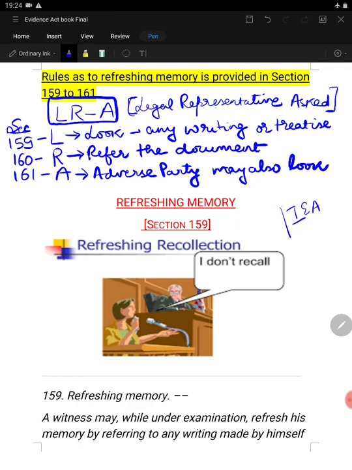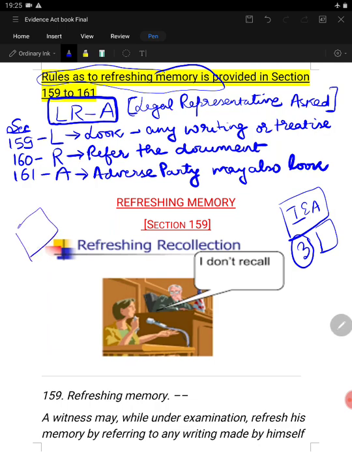And today we are going to study three sections, which are a bunch in itself, and they relate to rules as to refreshing memory. We all know that cases take a long time, and some witnesses may tend to forget things. So they may not actually recall what happened. So there are certain sections, section 159, 160, and 161, which are related to refreshing the memory.